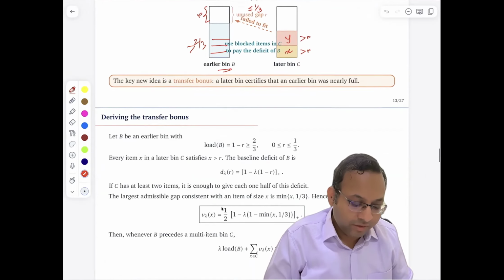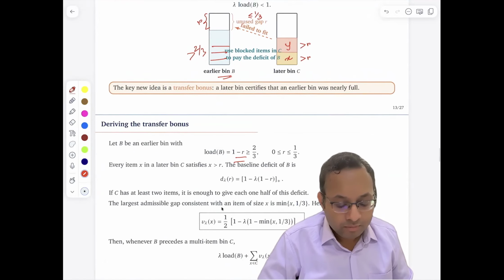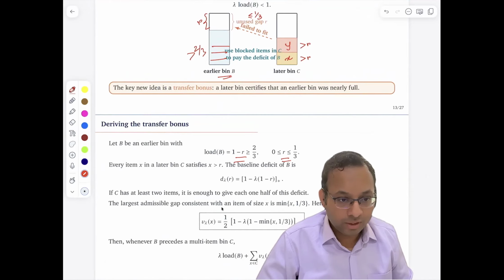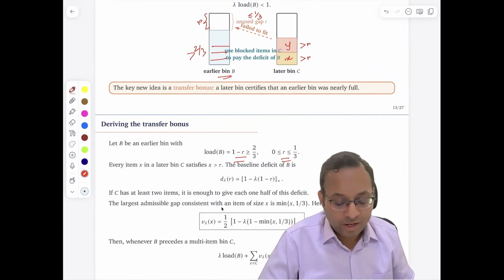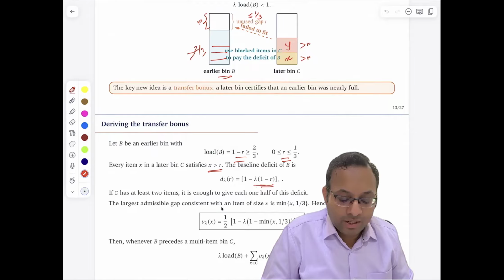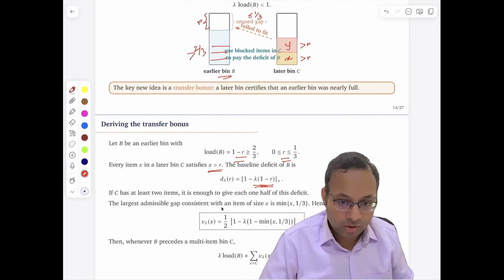So let's look at the case where the bin B has load 1 minus R, and we know this load is at least 2/3, so R is less than or equal to 1/3. And as I mentioned, if the next items X and Y were not able to be packed there, then their size is more than R. So what is the amount of deficit we are having? This bin has load 1 minus R, times lambda is the profit we are getting from the lambda x function. But then we need at least one total weight for the bin. So 1 minus this part is the deficit.